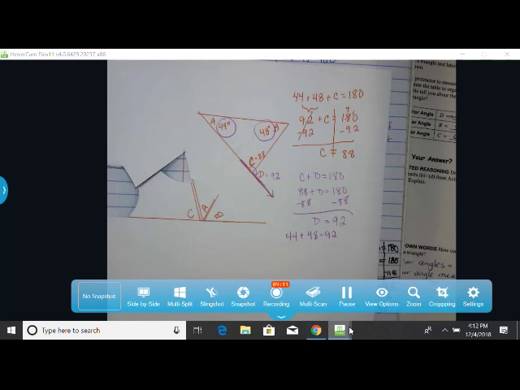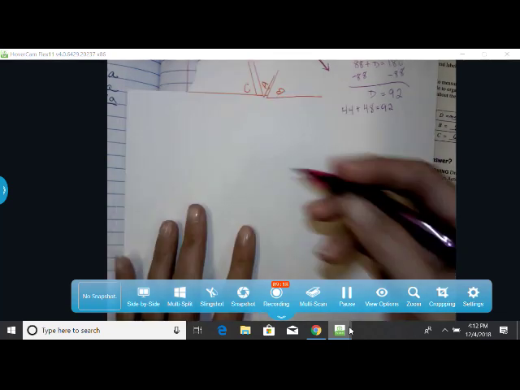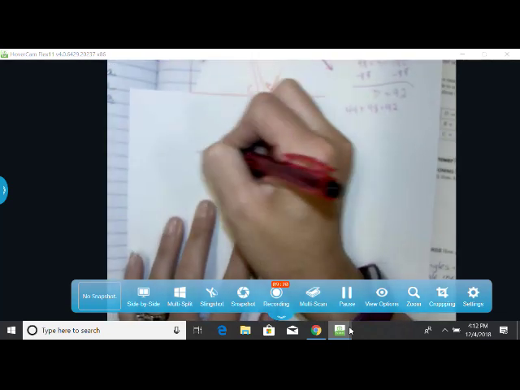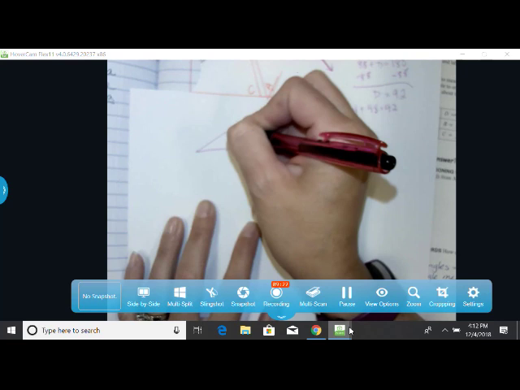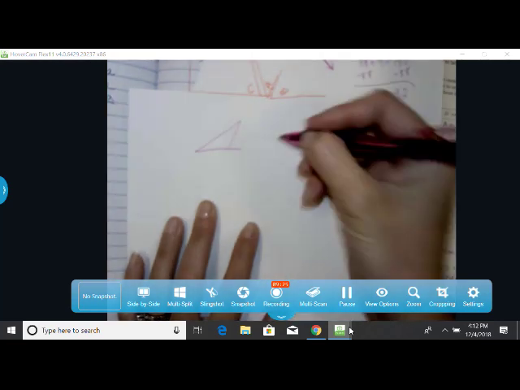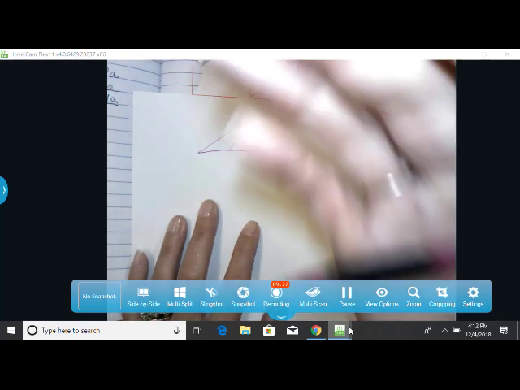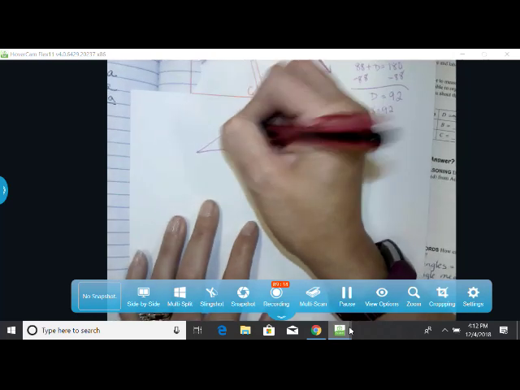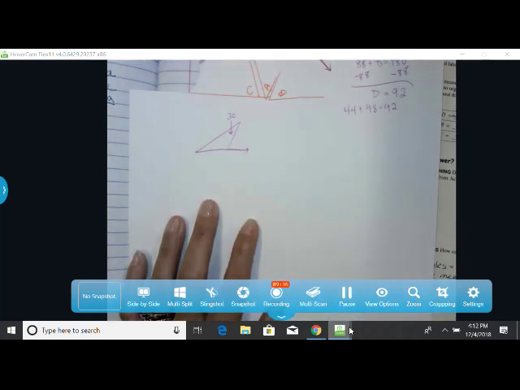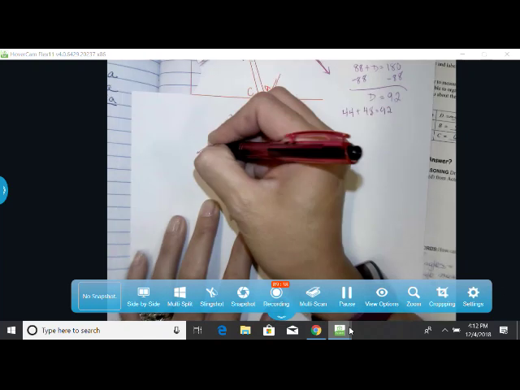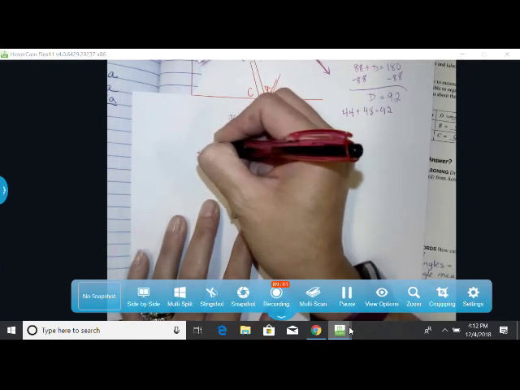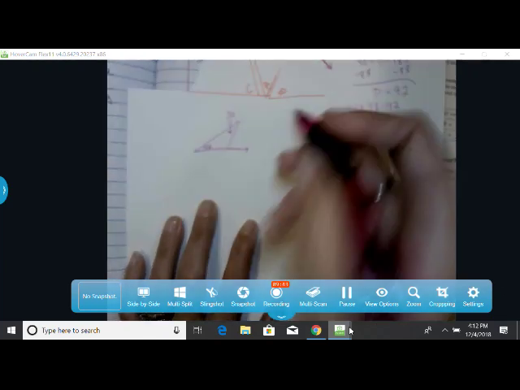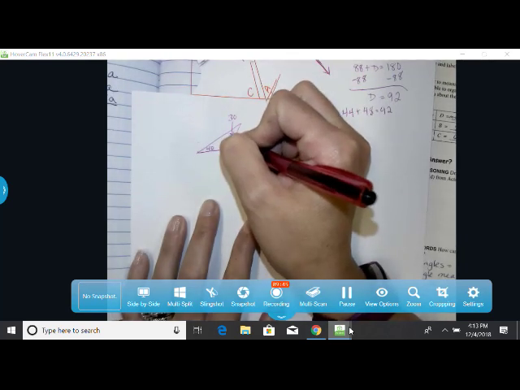Let's try some practice on the left-hand side of your notebook. The first example, and I'm just going to sketch these triangles. They don't have to be perfect. I know the angles may not seem realistic, and that's okay. It's just for the sake of an example. For this triangle, I'm going to tell you that this interior angle is 30. This interior angle is 40. And I want you to find the exterior angle Y.